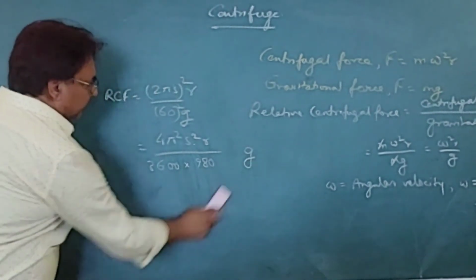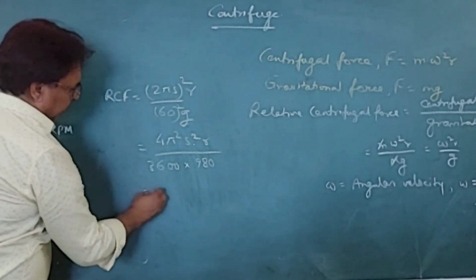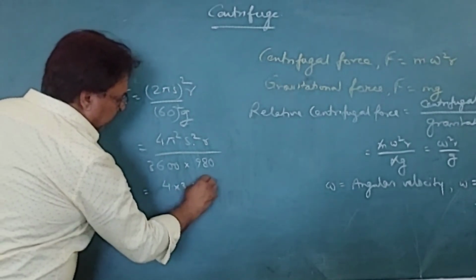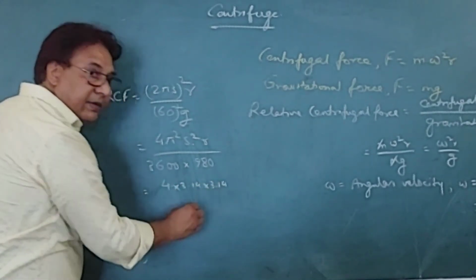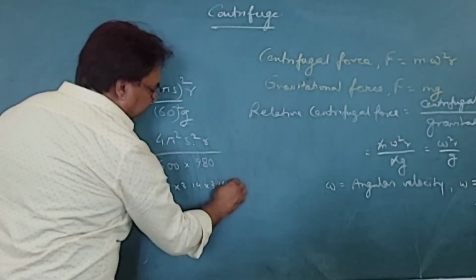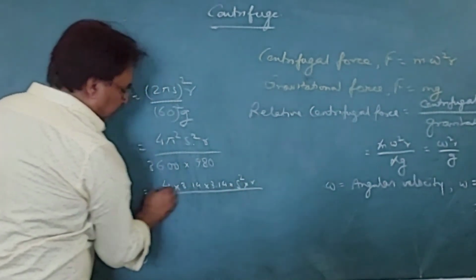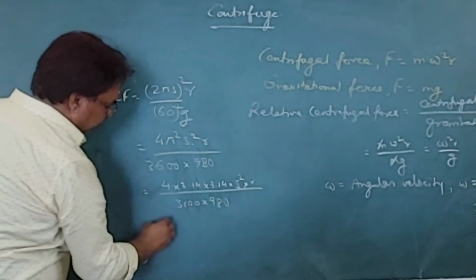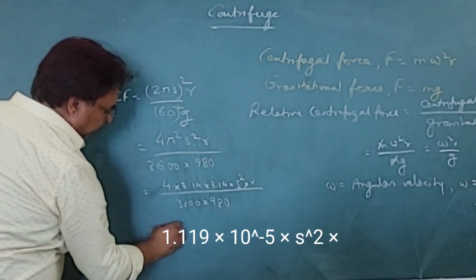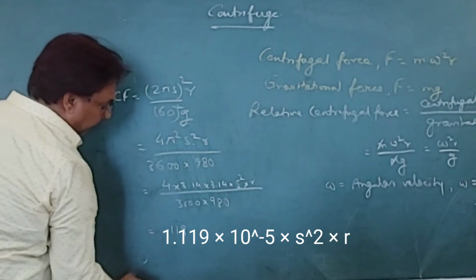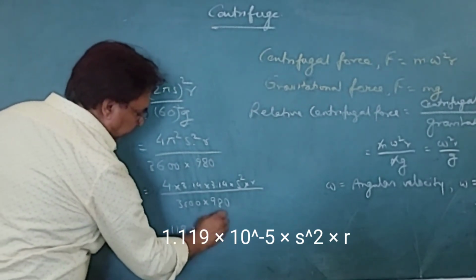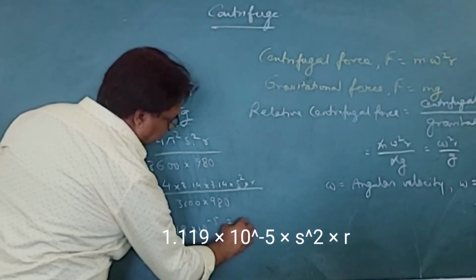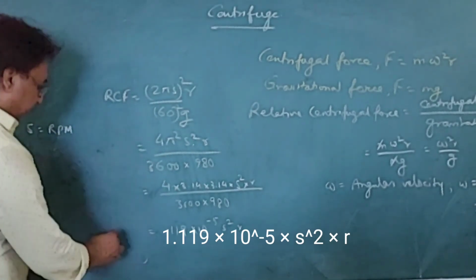Now if you simplify this, when you put 4 into 3.14 into 3.14, the value of pi, into S square into R, divided by 3600 into 980, it comes to about 0.119 into 10 to the power minus 5 S square R. So this is the value of RCF.